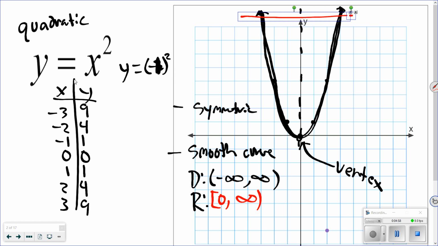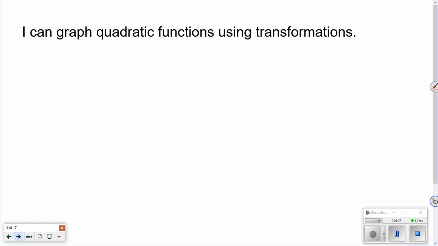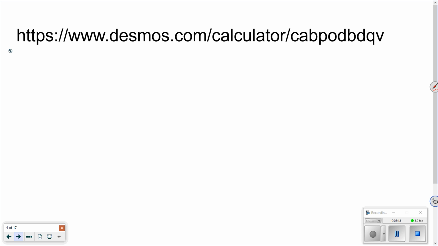With the range, you're going to look at where the vertex is. Where is that on the y-axis? And that will help us to determine what the range is. Okay, so that's our goal for the day. We want to be able to graph quadratic functions. Now we're going to do this using transformations. So we're not going to make a table every time. We're actually going to do some transformations and find what the graph looks like.